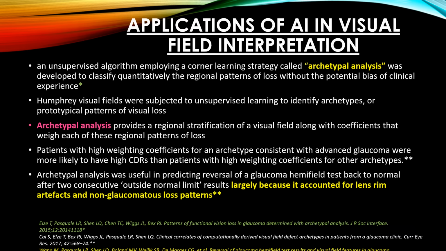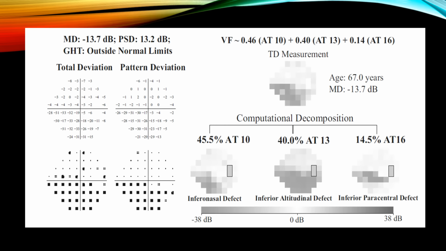Patients with high weighting coefficients for a particular archetype, for example, consistent with advanced glaucoma, were more likely to have higher cup disc ratios than patients with high weighting coefficients for other archetypes. Archetypal analysis was useful in predicting reversal of a glaucoma hemifield test back to normal after two consecutive outside normal limit results, largely because it accounted for lens rim artifacts and even took into account the non-glaucomatous loss patterns. So this is how the archetypal analysis works.